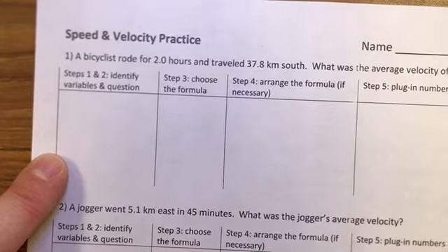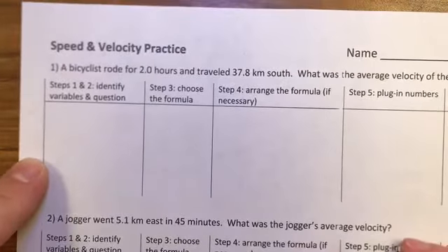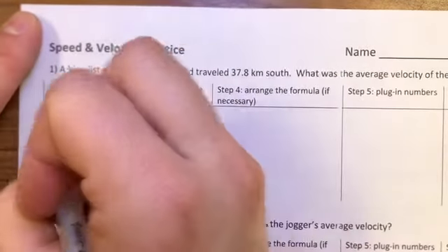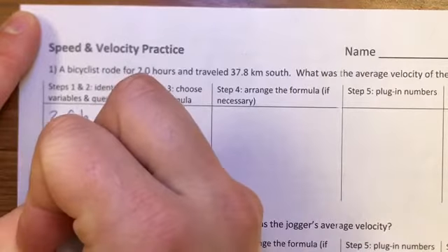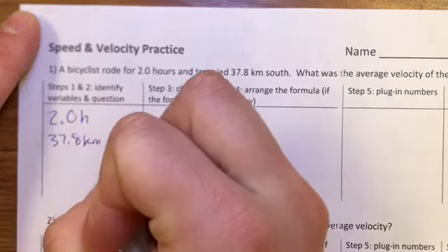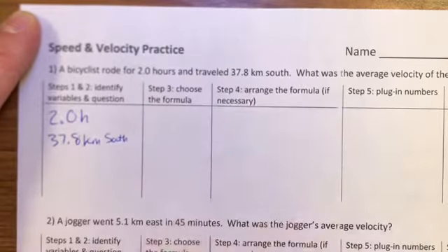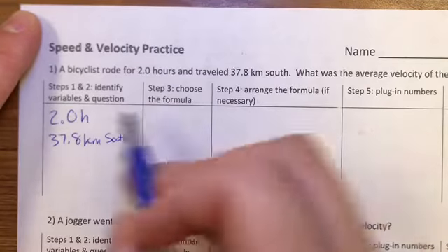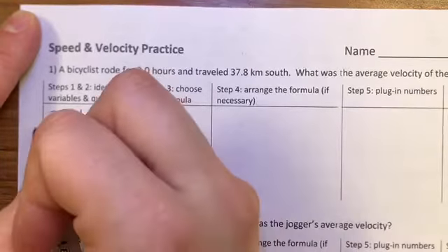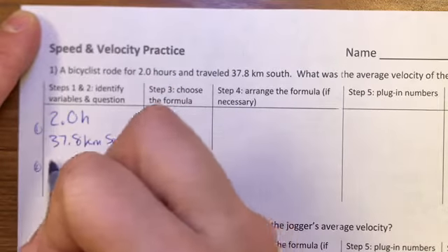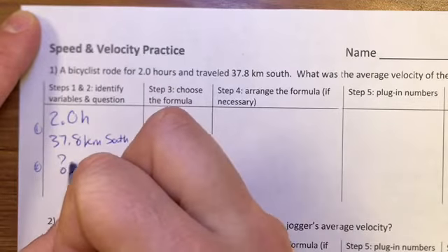First thing, we need to identify the variables and the question. So, every number, write it down. 2.0 hours, 37.8 kilometers south. Okay? And any other numbers? I don't see any others. And then that's step 1. Step 2 is going to be the question.